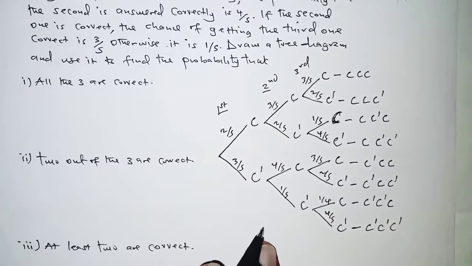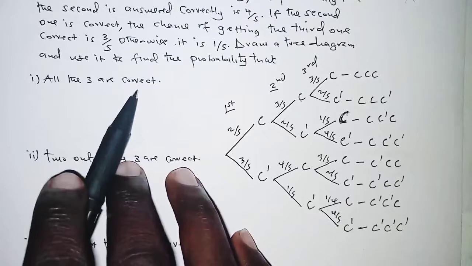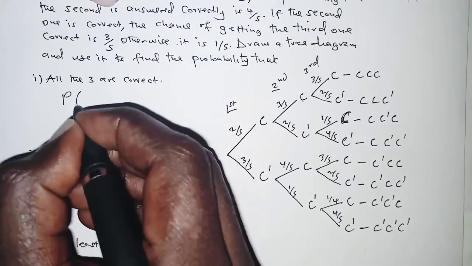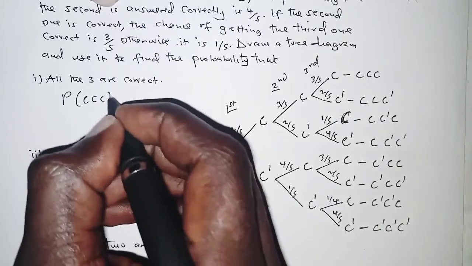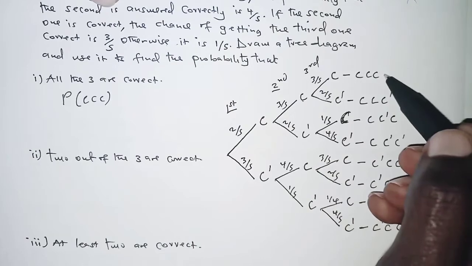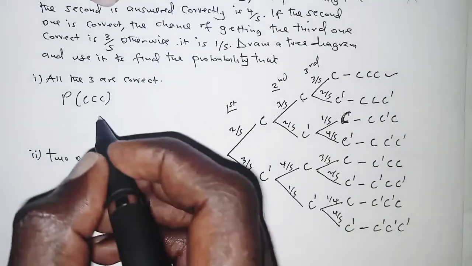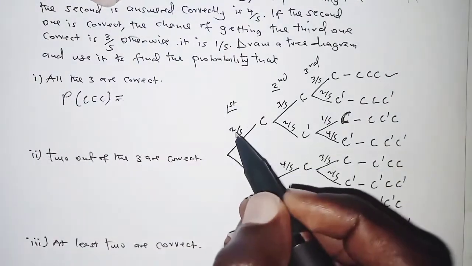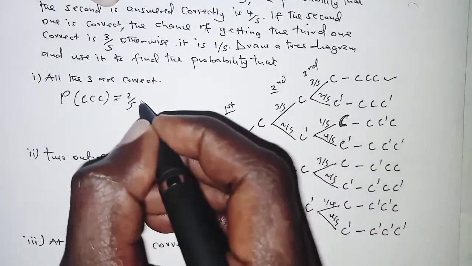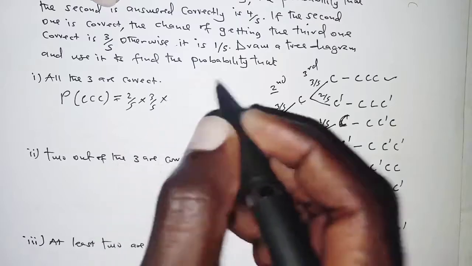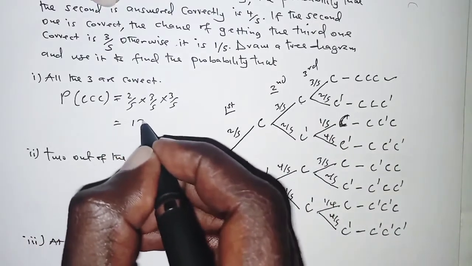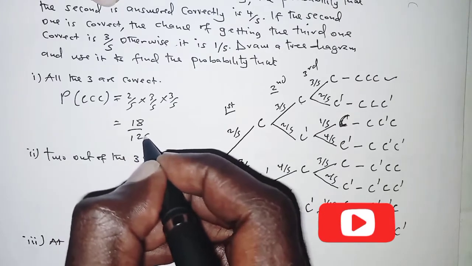So we are told to find the probability that all the 3 are correct. So the probability that all the 3 are correct, we will follow this path here. All the 3 are correct, so that is this. So we are going to have 2 over 5 for this times 3 over 5 times 3 over 5 again, and that should be 18 over 125.